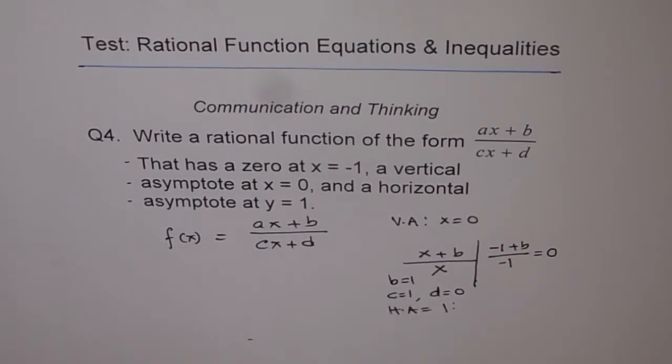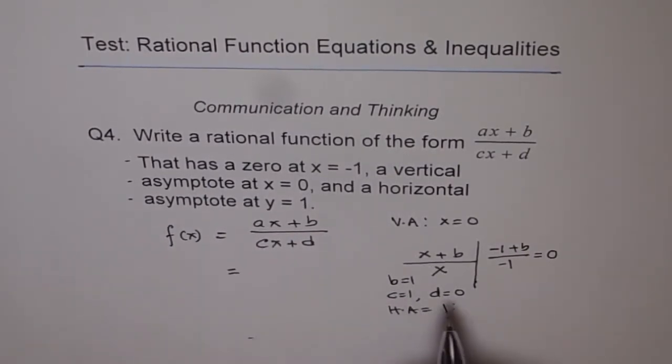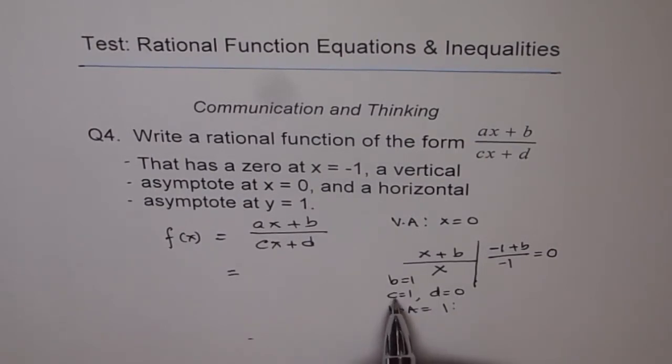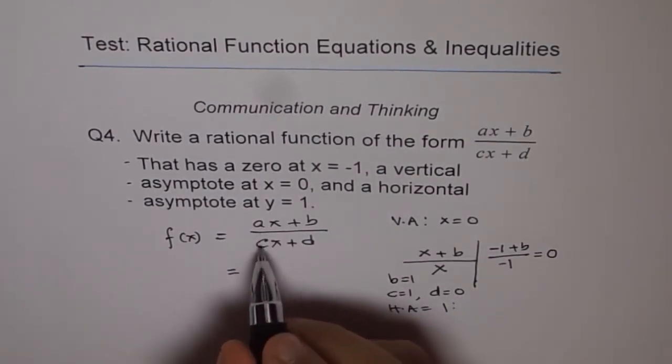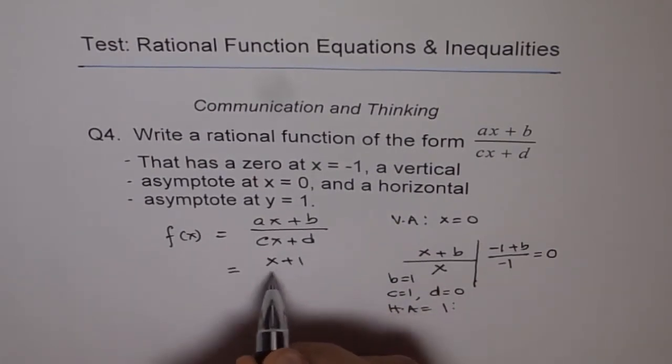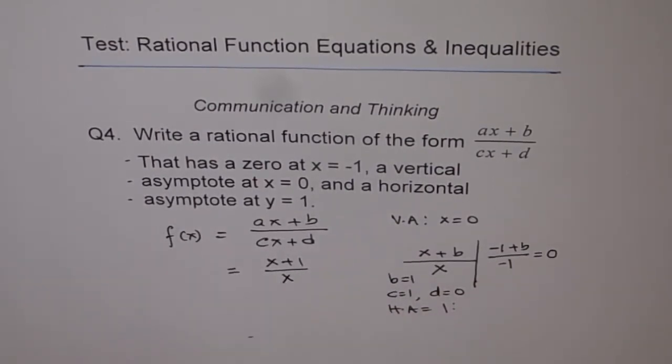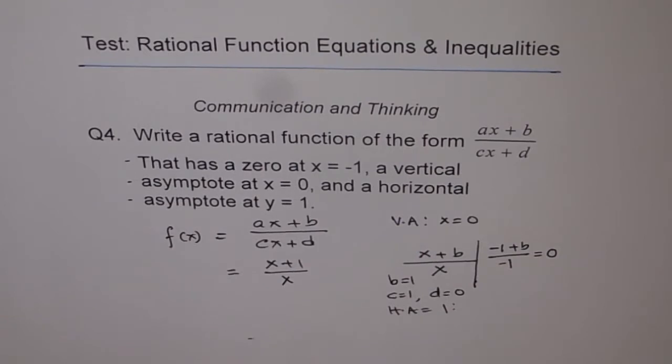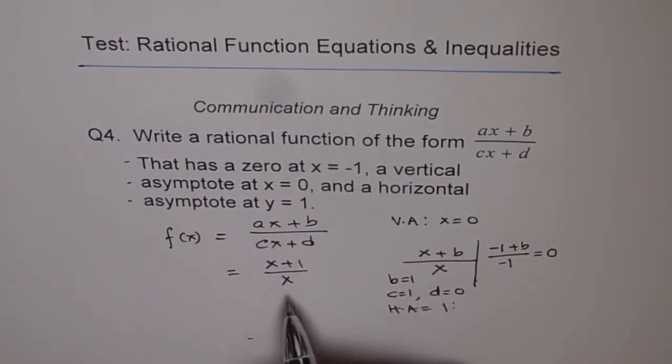So these are my parameters now. I can plug them in and check my result. I get a equal to c, which is 1, and I also get b as 1. So basically I get x plus 1 over x as my equation, correct? Because d is 0. So that is the equation which I get.